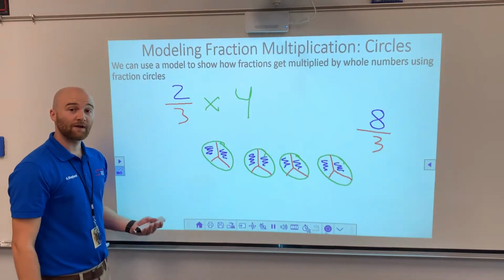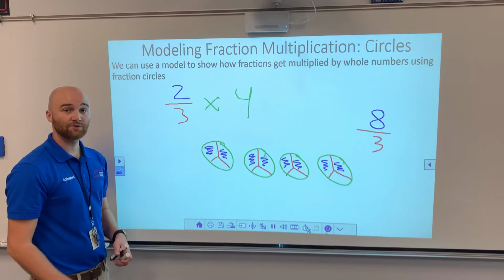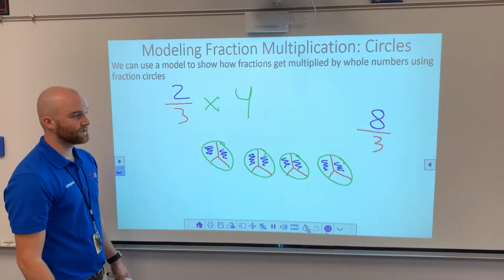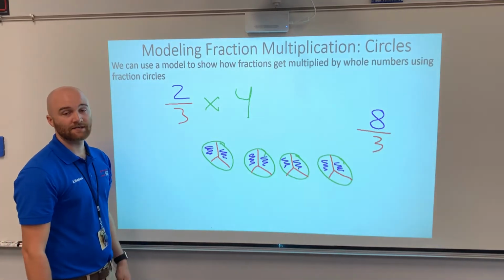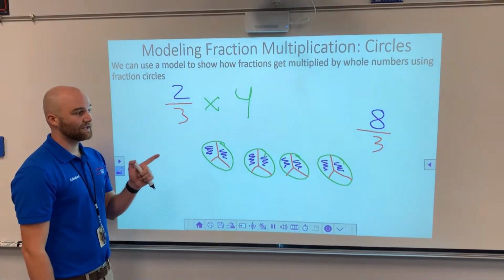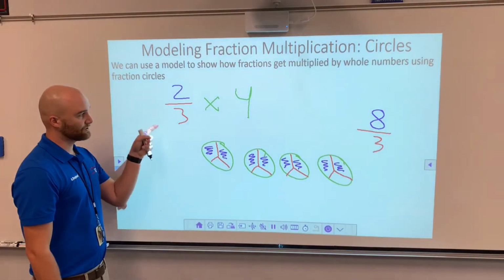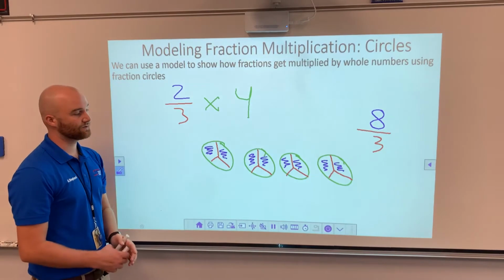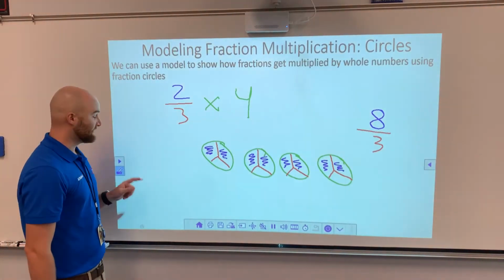I could, of course, if I wanted to, simplify this down into a mixed number by dividing, but for right now, let's just leave it as an improper fraction. I've got 8/3. 2/3 times 4 gave me 8/3. Let's try another example.